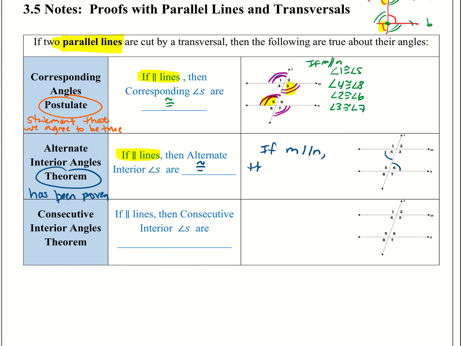then something that we know is true is angle 4 is congruent to angle 6 because those are alternate interior angles with parallel lines. We have another pair of alternate interior angles right here.